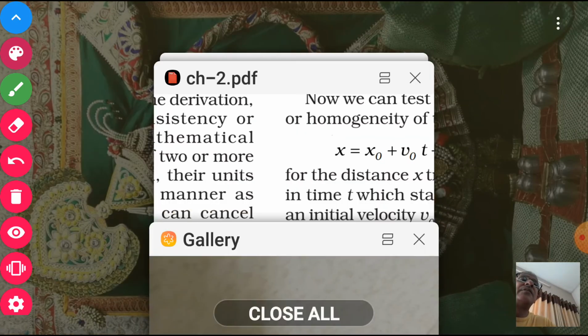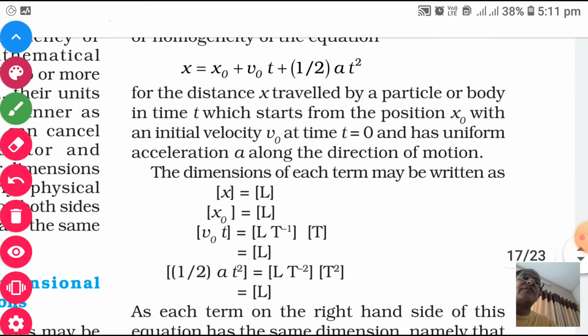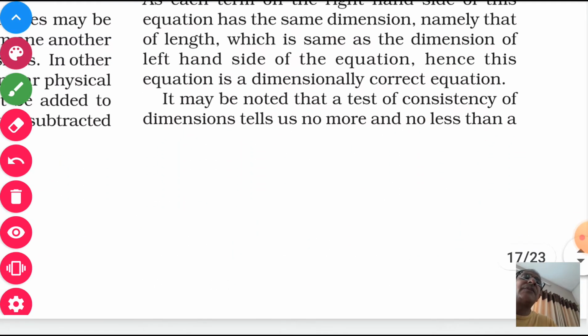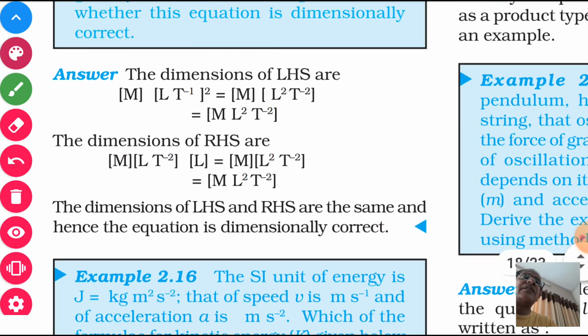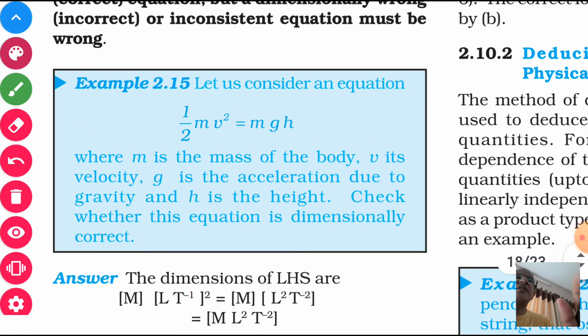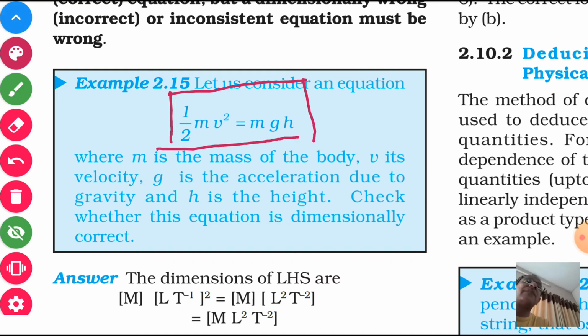Now we go further. The method is shown in the textbook. There is one another formula, an equation given to you: 1/2 mv² = mgh. Now we want to prove whether it is dimensionally valid or not.